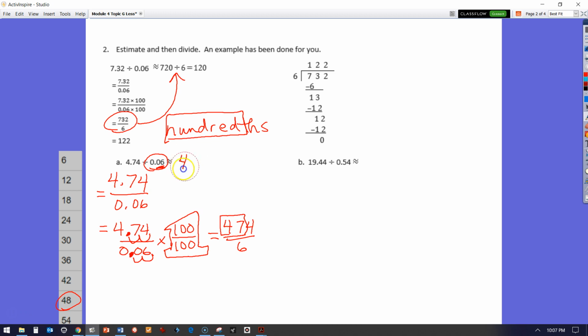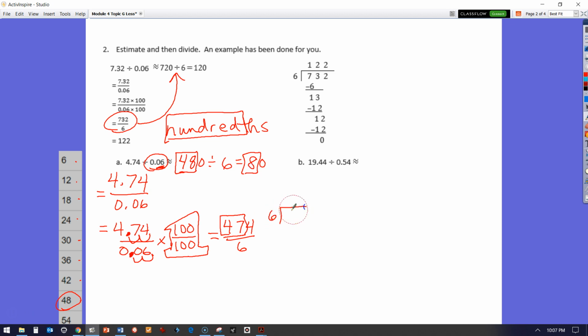So I know it's going to be 480 divided by 6. Remember, that's 48 tens. It's going to be 1, 2, 3, 4, 5, 6, 7, 8 tens. So our answer is going to be around 80. Let's go ahead and do the standard algorithm of the division here.